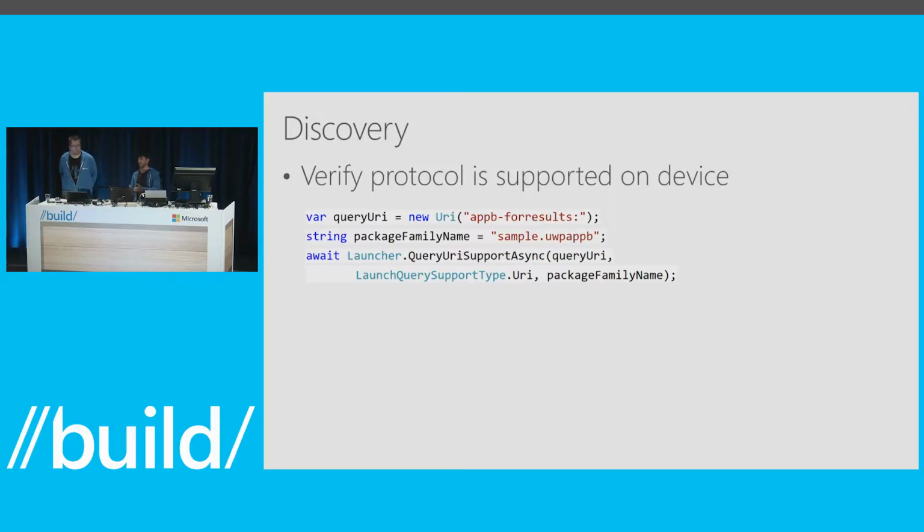So what you do is specify a query URI. That's the URI that you'd be passing into launch URI. And you also specify the package family name of the application that you want to launch. And then you can call this API, query URI support async, with that query URI as well as the package family name. If it's successful, you're good to go, and you can call launch URI for results.